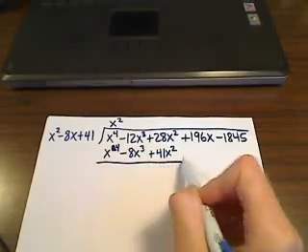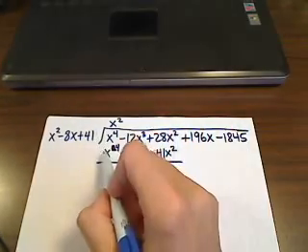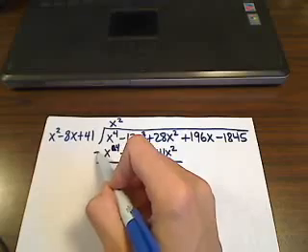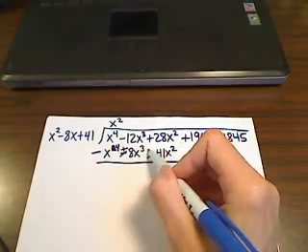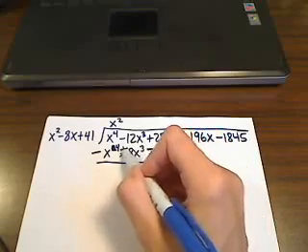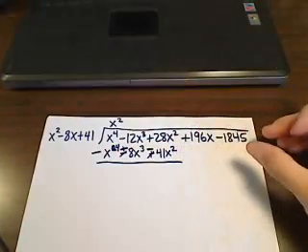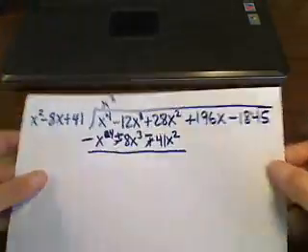Okay, now what we're going to do now is change signs. So this is going to go negative. This is negative, so it goes positive. And this is positive, so it goes negative. And you have to keep track of that because you're actually subtracting the whole thing here.